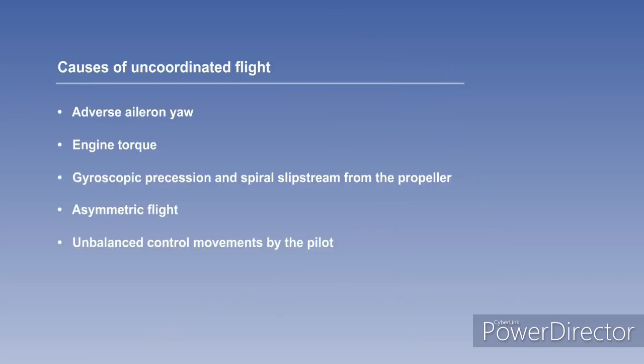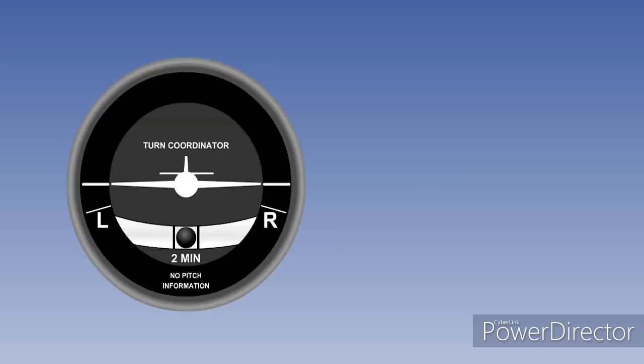There are several factors which can cause uncoordinated flight: adverse aileron yaw, engine torque, gyroscopic precession, spiral slipstream from the propeller, and asymmetric flight, plus, of course, unbalanced control movements by the pilot. Uncoordinated flight exists when the aircraft is side-slipping, and indication to the pilot of side-slip is given by the inclinometer portion, the ball, of the turn coordinator.